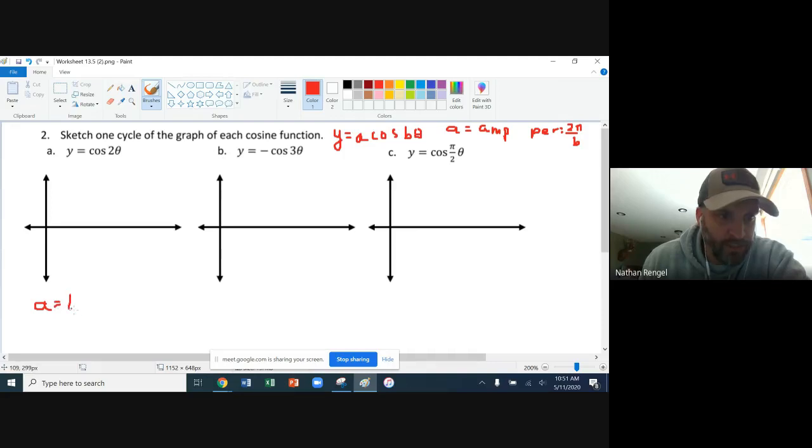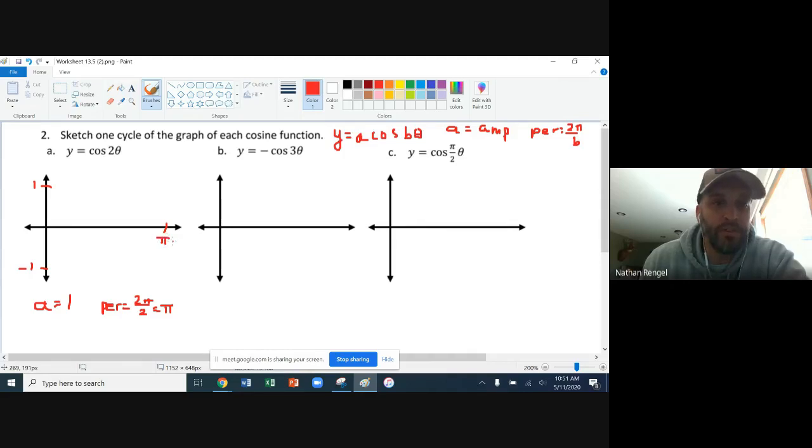I start by finding my a and my period for each of these. My a is going to be 1 since there's no number there. Period is going to be 2 pi over 2, which is just pi. So now that helps me construct my graph. I'm going to go from 1 to -1, and one cycle is going to bring me to pi.